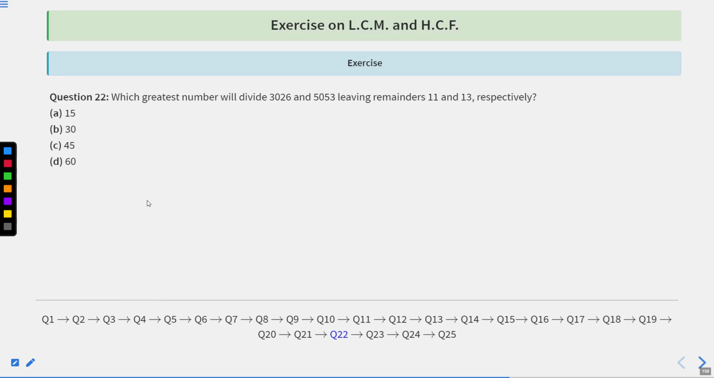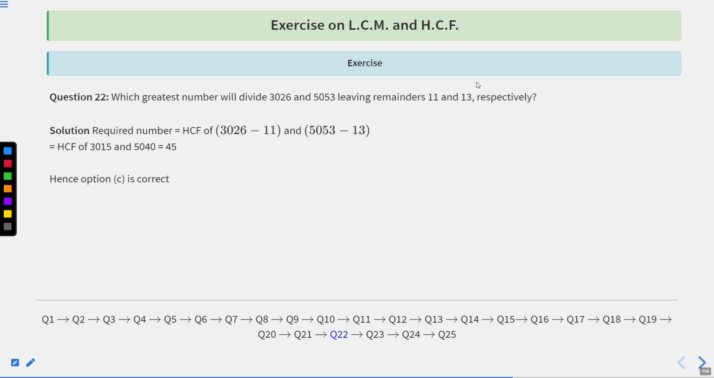Moving to question number 22. Which greatest number will divide 3026 and 5053, leaving remainder 11 and 13 respectively? So the required number is equal to the HCF of 3026 minus 11 and 5053 minus 13. Therefore, the HCF of 3015 and 5040 is 45. So the correct option here is option number C.